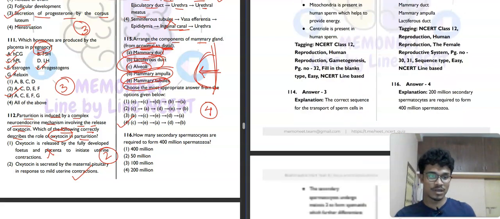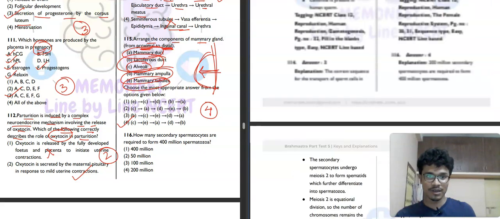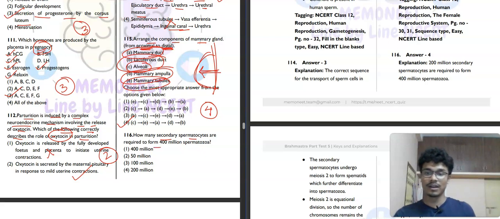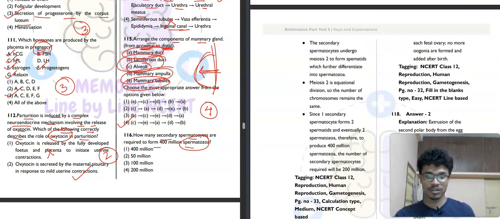Moving towards the next question, 116. How many secondary spermatocytes are required to form 400 million spermatozoa? 400 million, 50 million, 100 million, or 200 million? So let's understand. This is a calculation type of question, basically. The secondary spermatocyte undergoes meiosis II to form spermatids, which further differentiate into spermatozoa. And this is given in the question: 400 million spermatozoa. Meiosis II is an equational division, so the number of chromosomes remains the same.